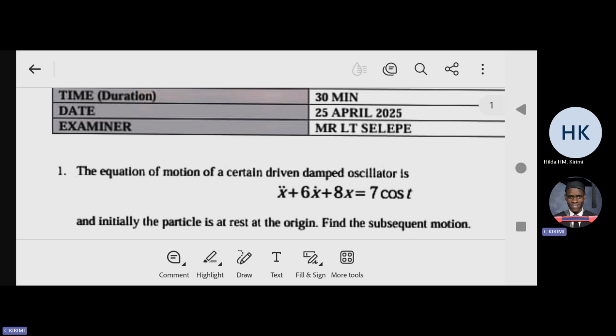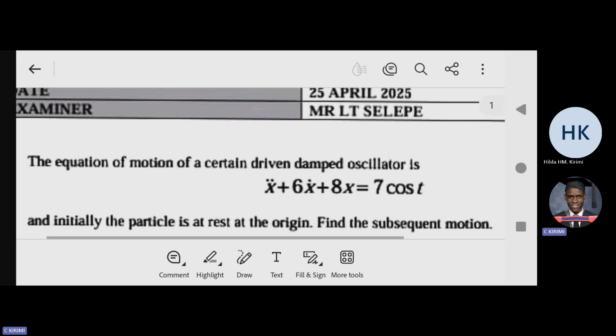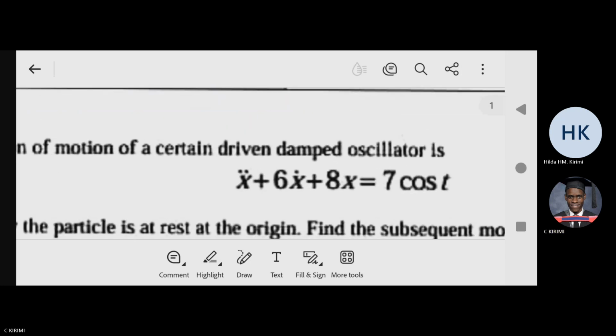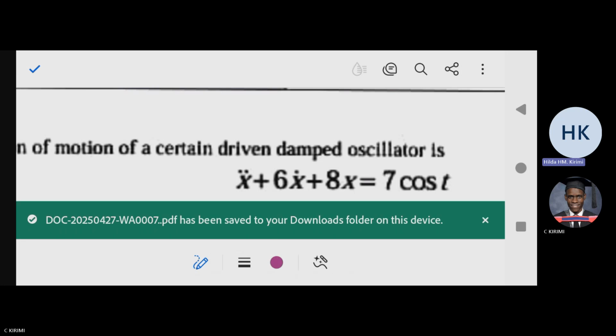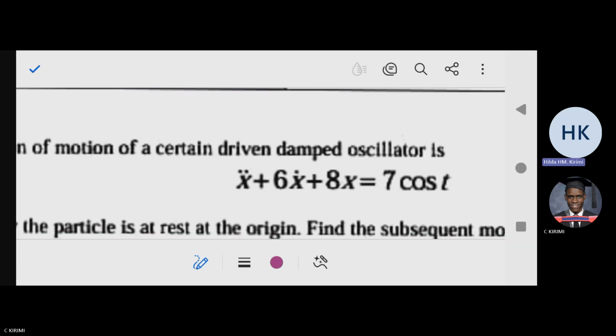So saying for number 1, the equation of the motion of a certain driven damped oscillator is given by that. Those double dots, what do they represent? Like acceleration. I said the double dots represent acceleration. And then the first one, the one dot, represents what? I think it's velocity.